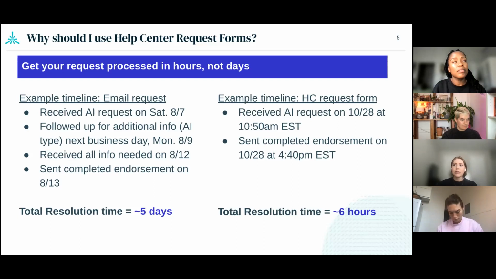In comparison, we have a timeline from a Help Center request form on the right. This was also a request to add an additional insured. We received the request just before 11 a.m. Eastern time on October 28th, and we sent the completed endorsement just before 5 p.m. Eastern time on that same day. Because we were able to request all of the necessary info right up front through our Help Center request form, this endorsement only took about 6 hours for us to resolve.